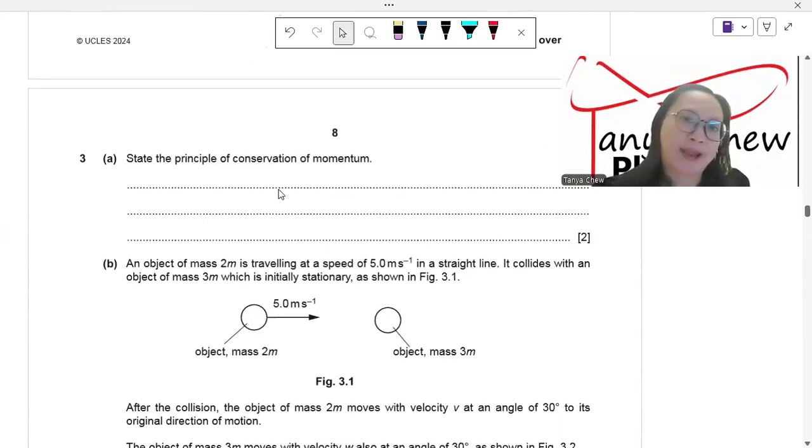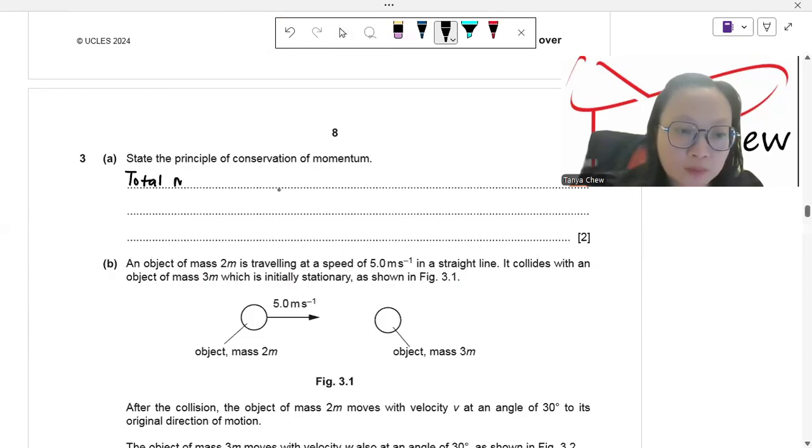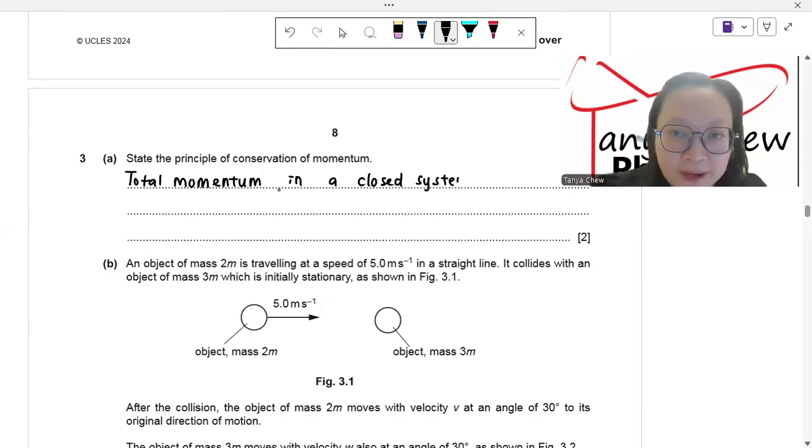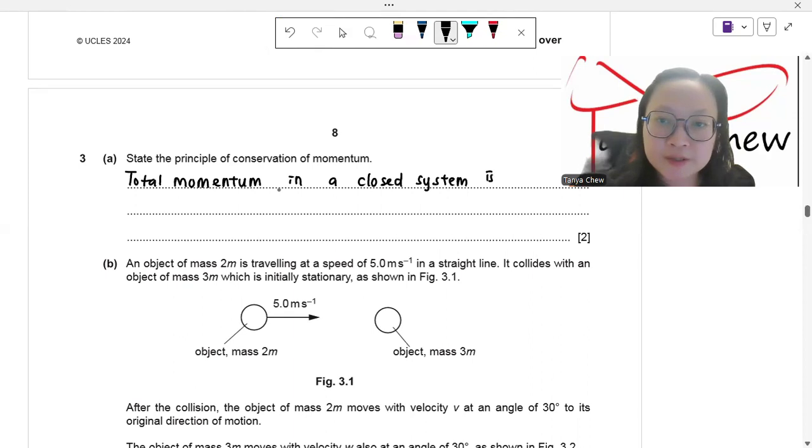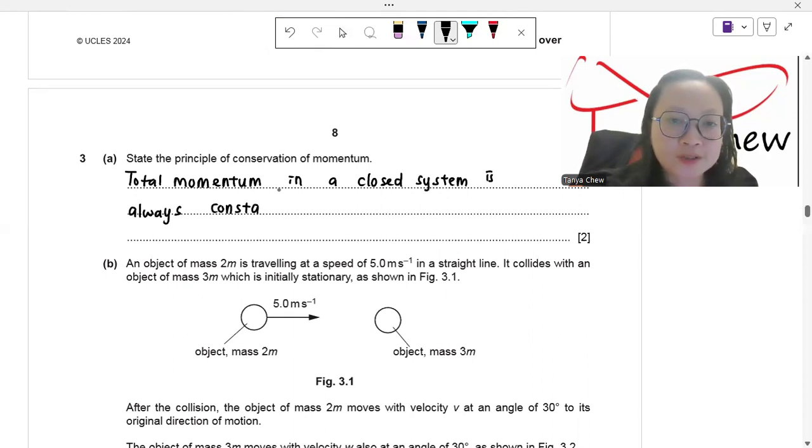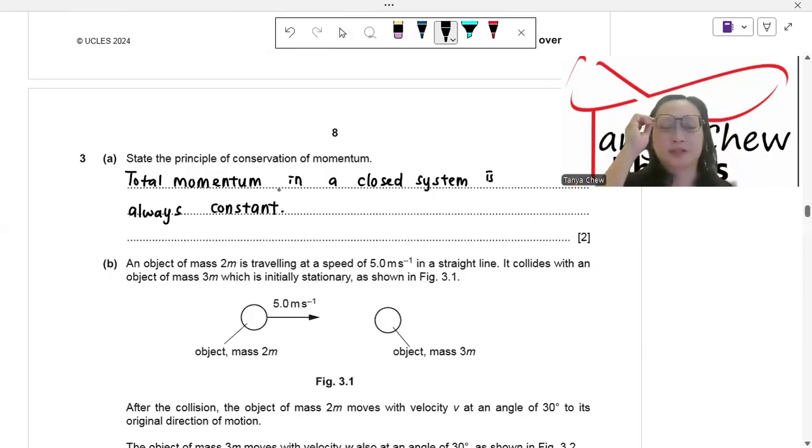Question 3A: state the principle of conservation of momentum. The principle of conservation of momentum states that the total momentum in a closed system, I will explain what is meant by closed system, is always constant. Before I explain the closed system, let me explain momentum. Momentum is a moving mass. As long as the mass is moving, it has momentum.